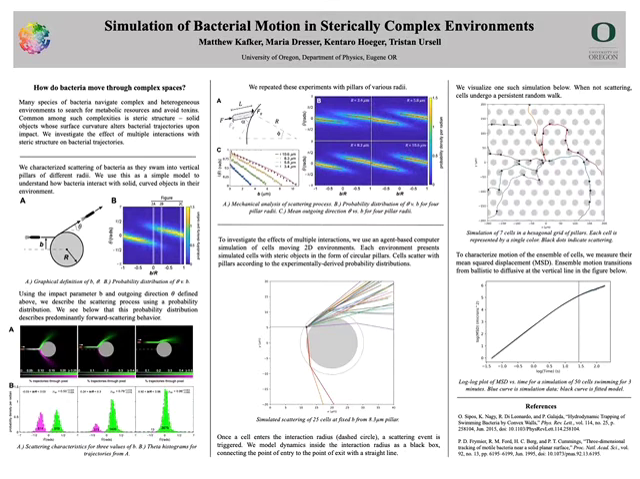So we repeated these experiments for pillars of various radii. You'll recognize this figure here. This is repeated 4 times over for 4 different values of the pillar radius. These are the means of these probability distributions in this figure. To investigate the effects of multiple interactions, we use an agent-based computer simulation of cells moving in 2D environments.